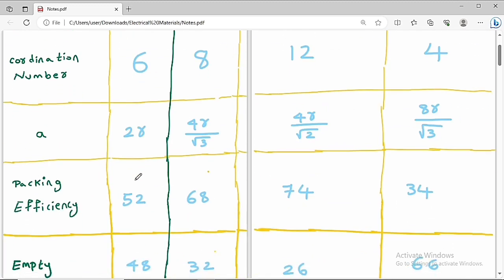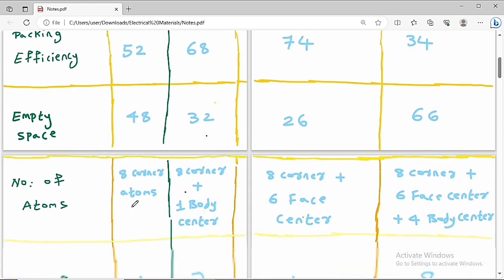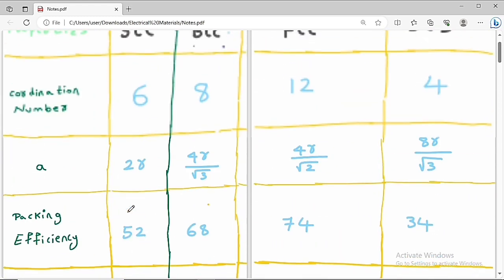Similarly, what's the packing efficiency? Here the packing efficiency is 52%. What's the meaning of packing efficiency? It's the ratio of the volume of the atoms occupying a unit cell to the total volume of the unit cell. If you figure it out, its value is equal to 52%. Then the empty space is 100 minus 52, which is equal to 48. If 52 is filled by atoms, then the remaining 48 is empty space. This is a very important point that you have to remember regarding the SCC.